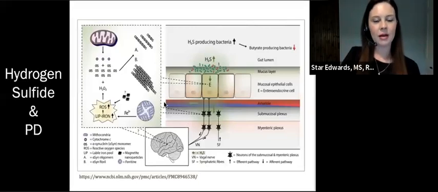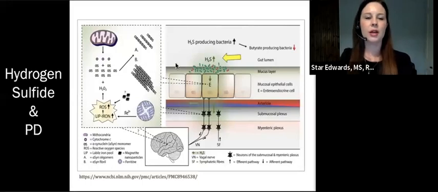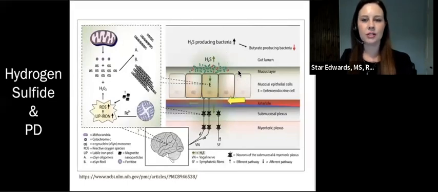So this is a little bit about how it works in Parkinson's disease. We have an overgrowth of hydrogen sulfide producing gut bacteria, which raises hydrogen sulfide concentrations in the gut cells and in the blood. In the gut cells, excessively increased hydrogen sulfide releases cytochrome C from the mitochondria and increases cytosolic iron levels. And as a result, the amount of reactive oxygen species increases.